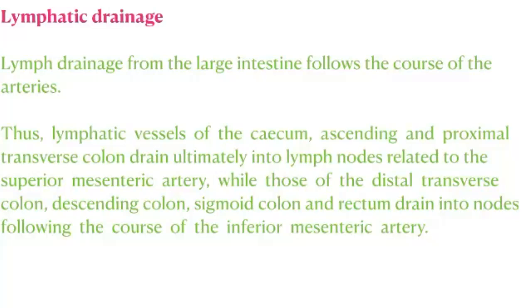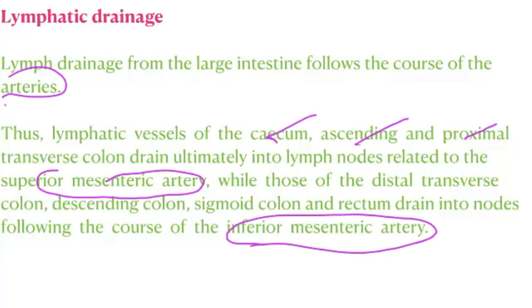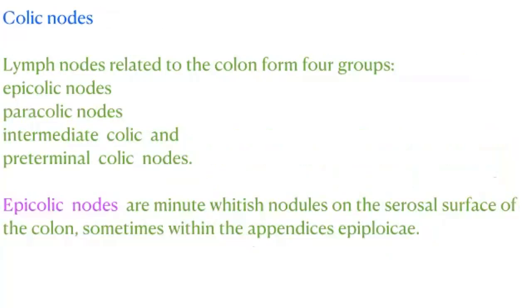Coming to the lymphatic drainage, from large intestine it follows the course of the arteries. Lymphatic vessels of the caecum, ascending and proximal transverse colon drain ultimately into lymph nodes related to superior mesenteric and the remaining parts into inferior mesenteric nodes. The colon has 4 groups of nodes: epicolic, paracolic, intermediate colic, and pre-terminal colic nodes. Right?